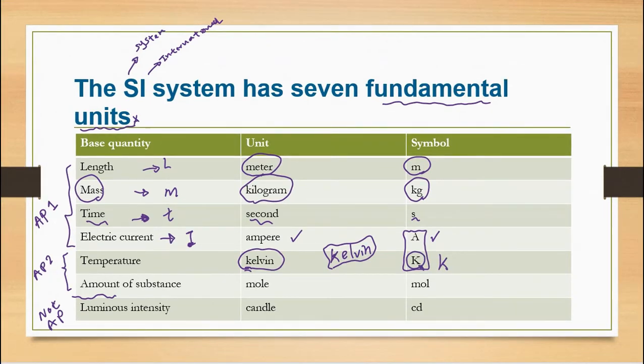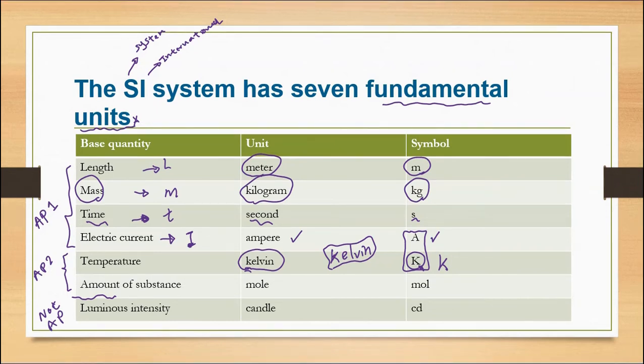So that is all we need, 7 units. Whether you want to send a rocket to space or analyze the motion of an electron, that's all we need. And all other units, which we call derived units, are based on these 7 units. If you simplify them, finally you reach some of these units.